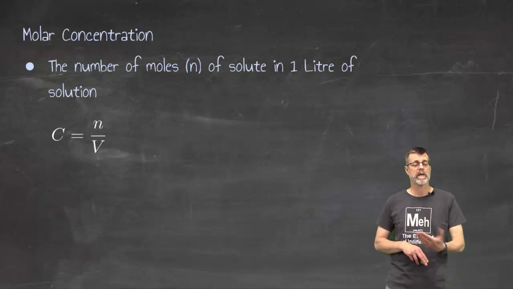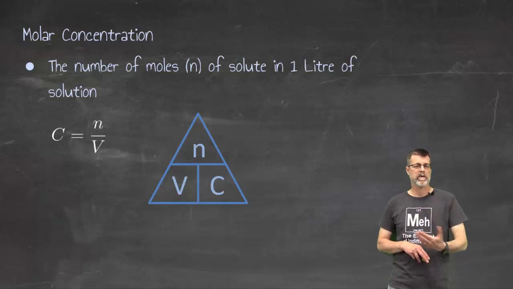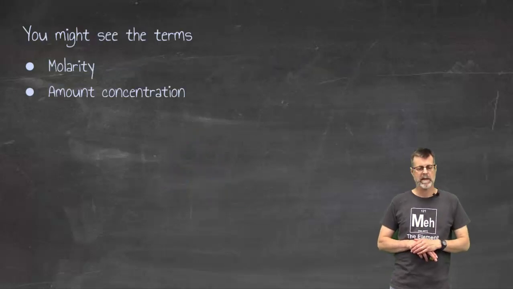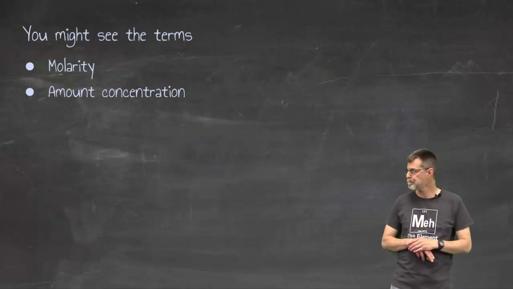The formula is that concentration is number of moles over volume, where I'm taking just the definition I had, turning that into a math formula, and then I can also turn that into a triangle where I can pull the other versions of the formula out from that. And I'll show you a couple of examples as we go.